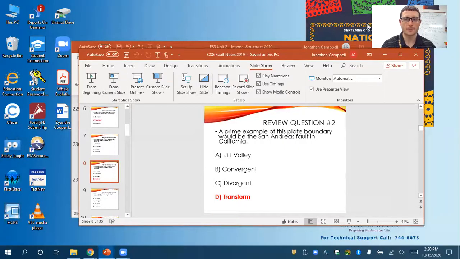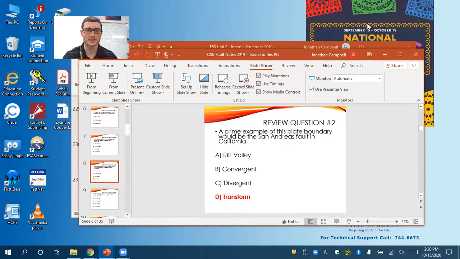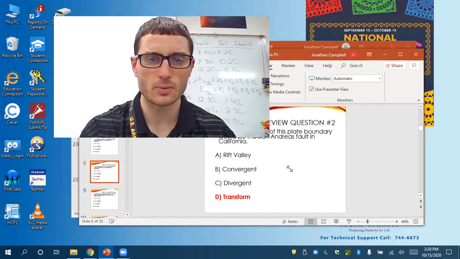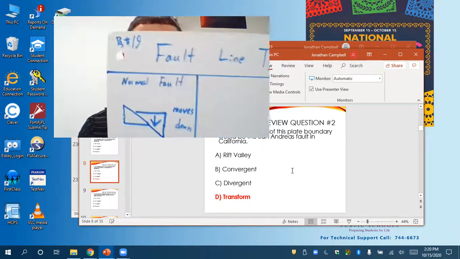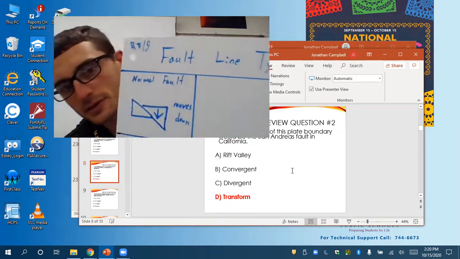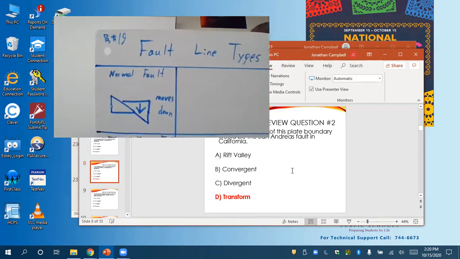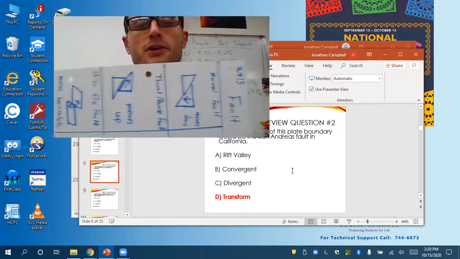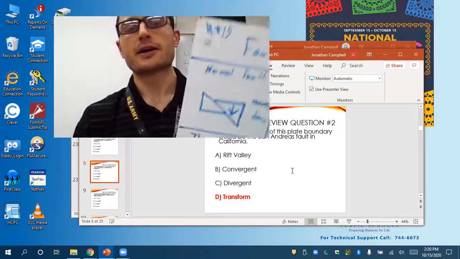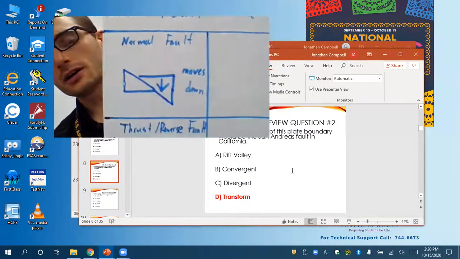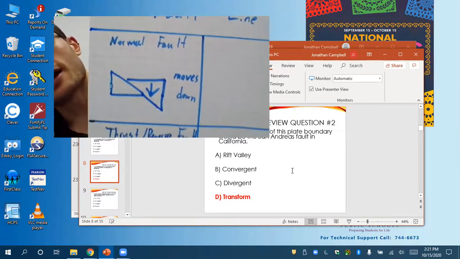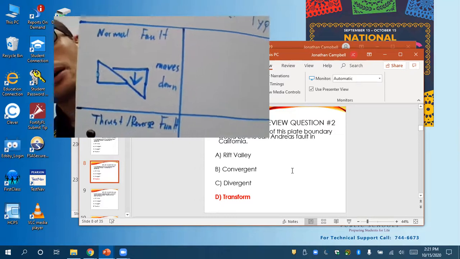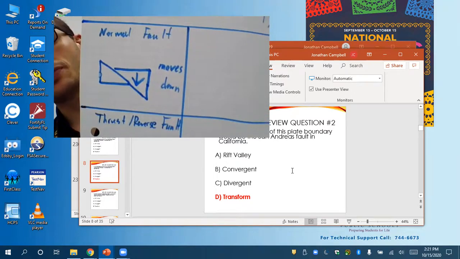I'm going to have you guys set up page 19, and here's what we're going to do. On page 19, title it Fault Line Types. You're going to have a total of 3 columns. In our first column, we're going to call that normal fault. Okay, normal fault. And you're going to have the plates, one plate going down, moving down.